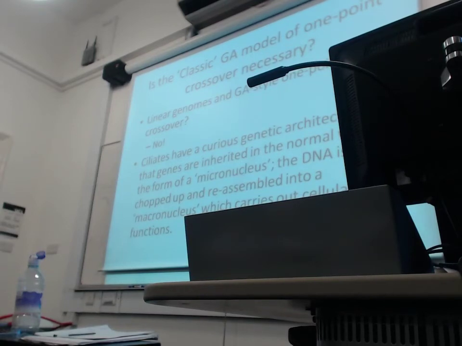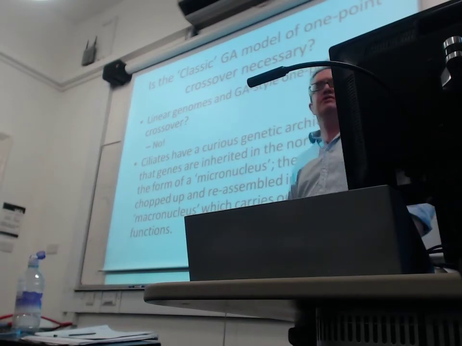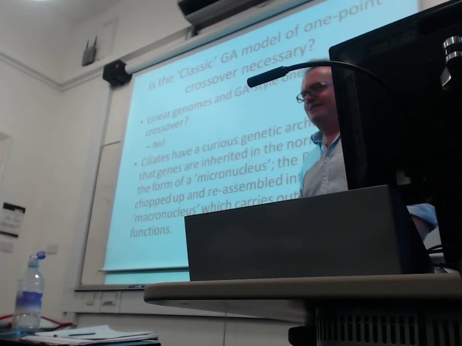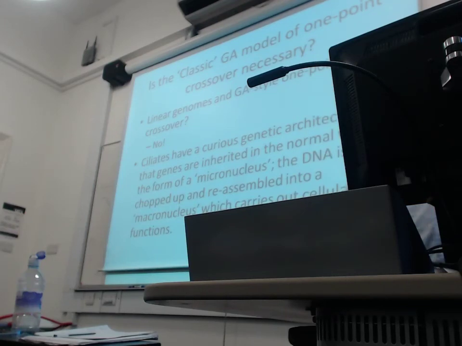What about the classic GA one-point crossover? Did you do one-point crossover genetic algorithms? Mark must have shown you these things. Yeah, the basic crossover. The basic crossover method. So, is this a good and necessary model? Well, maybe not. There is a whole class, a very successful class of organisms you can find in every pond. If you look outside at puddles and wet bits in the park, you'll find plenty of protozoans or ciliates, and they have a really weird genetic mechanism.